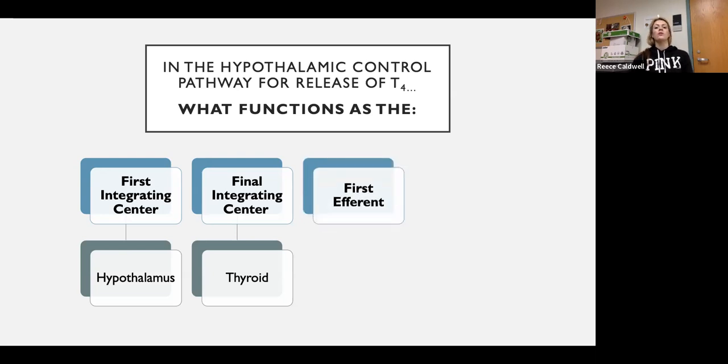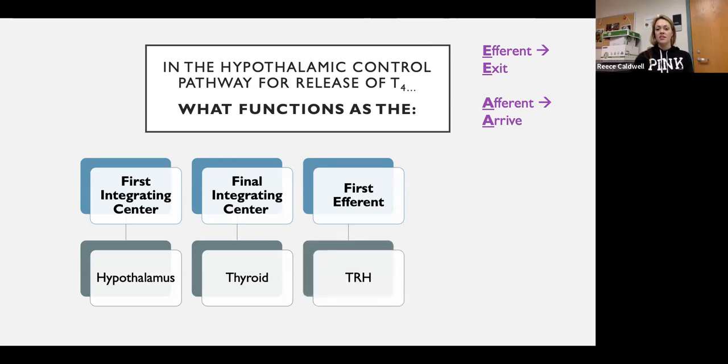So now we're asked, what is the first efferent? Whenever we say efferent or afferent, we're talking about the first hormone being sent or arriving. So anytime you see efferent, think exit, E and E, efferent exit. Anytime you see afferent, think arrive, A and A, afferent arrive. So our first efferent hormone means our first hormone to leave one of our integration centers, the first one to leave the first integration center. So our first hormone to leave IC1 is TRH.